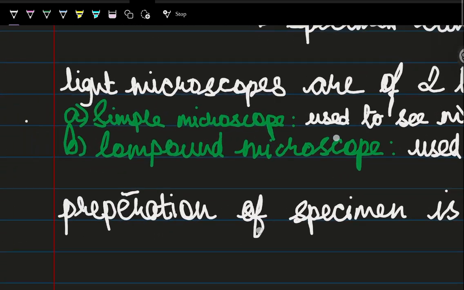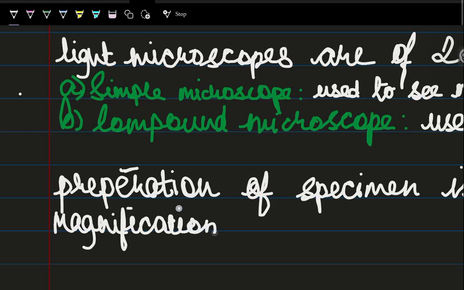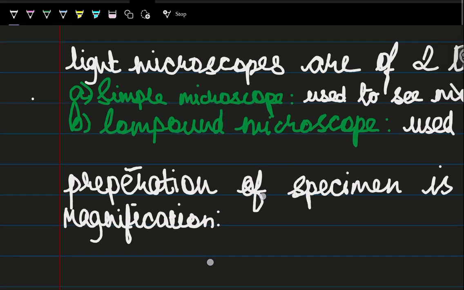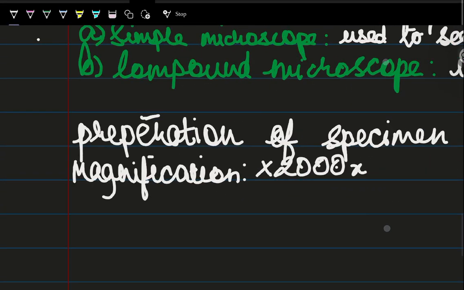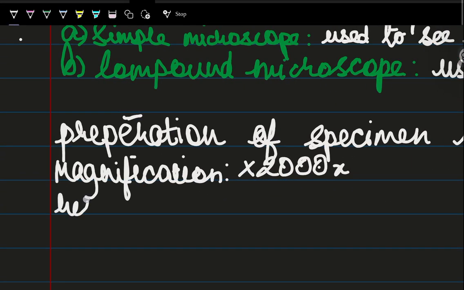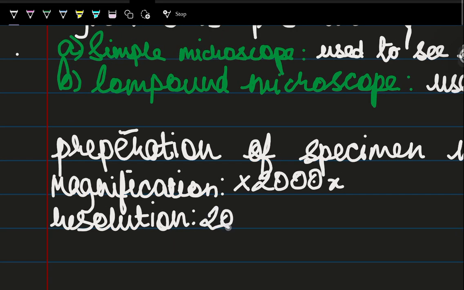Yes, now let's talk about magnification. How many times it can zoom in to the specimen. So usually the light microscope has a magnification of 2000x. So the image of the specimen is magnified 2000 times its original size. Resolution. Resolution of a light microscope is around 200 nanometers.